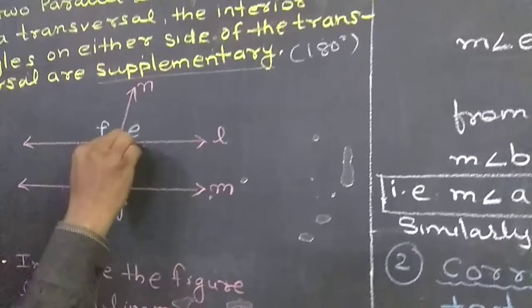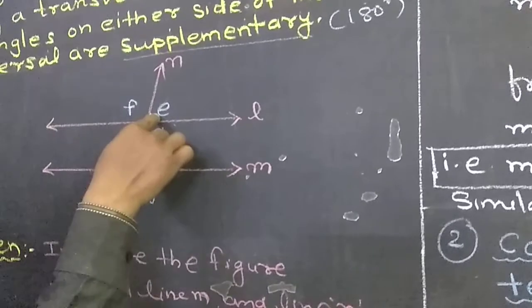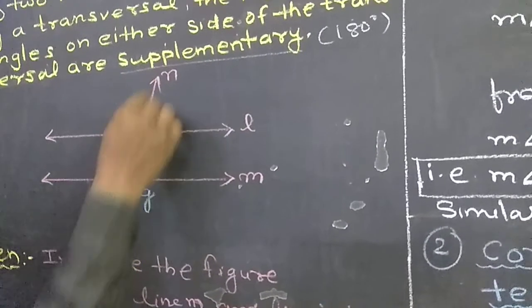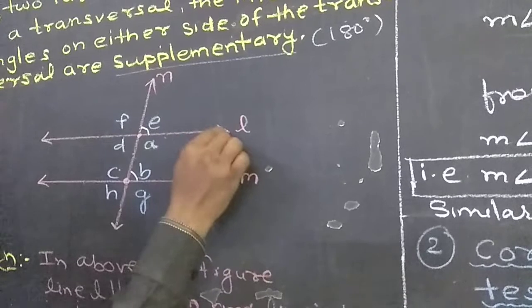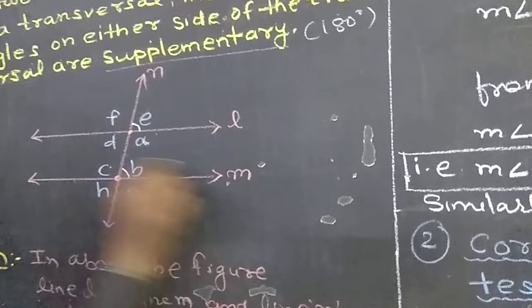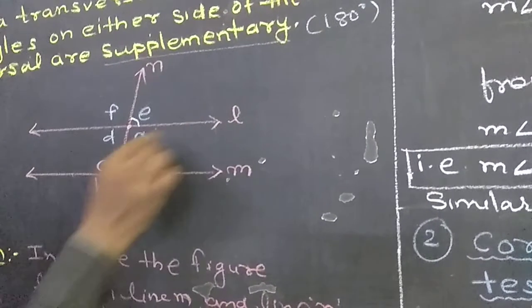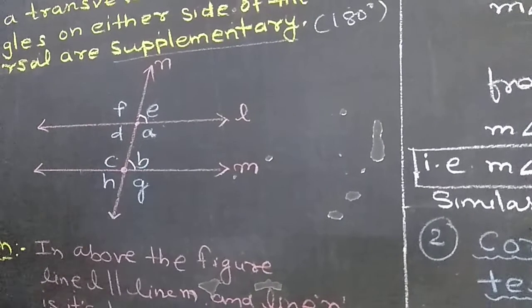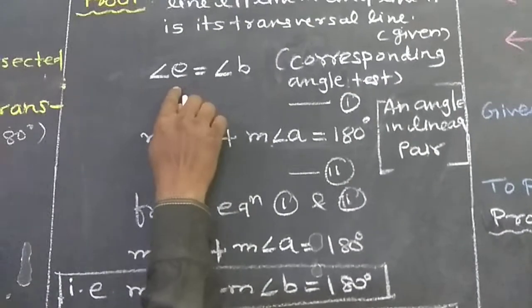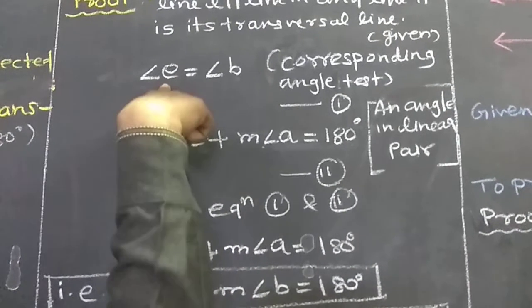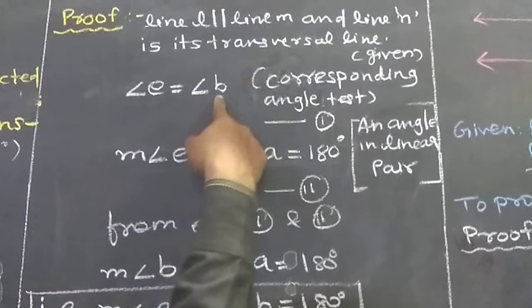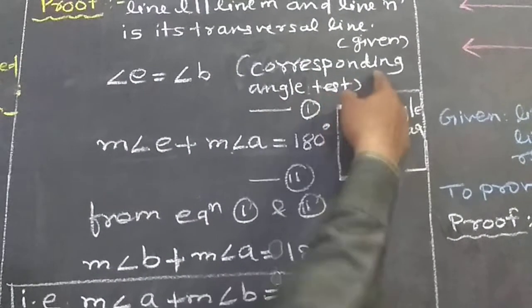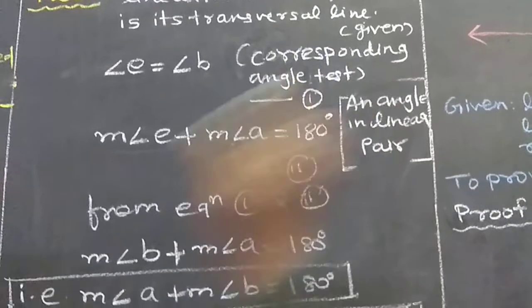Here angle E and angle B, these both are corresponding angles because these both are on the same position on the parallel lines due to this transversal. So angle E and angle B both will be equal to each other. Why? Because both are corresponding angles. So I am writing over here angle E is equal to angle B. Why? Because of the corresponding angle test.